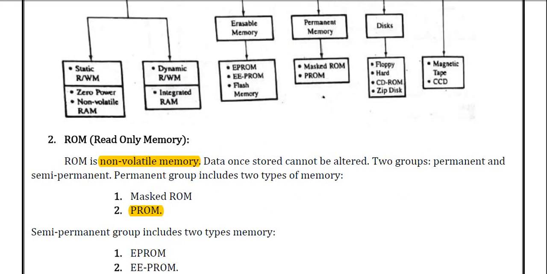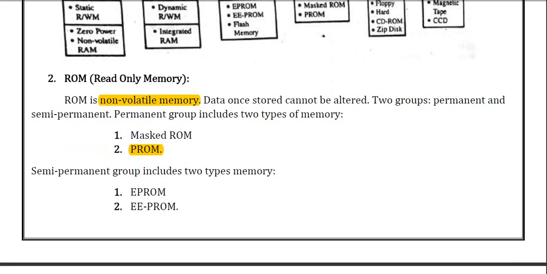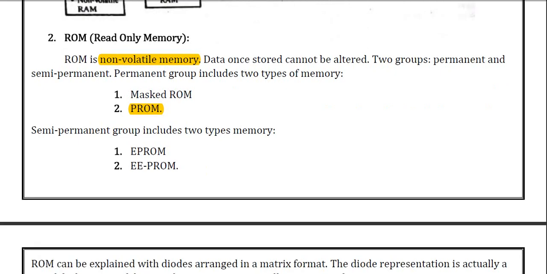Now we are in the ROM section. ROM stands for read-only memory. Here we have the masked ROM, which cannot be erased or reprogrammed, and secondly we have the PROM, which is programmable ROM. ROM is also non-volatile. That means if you turn off the power of your computer, the values stored in ROM will not disappear.